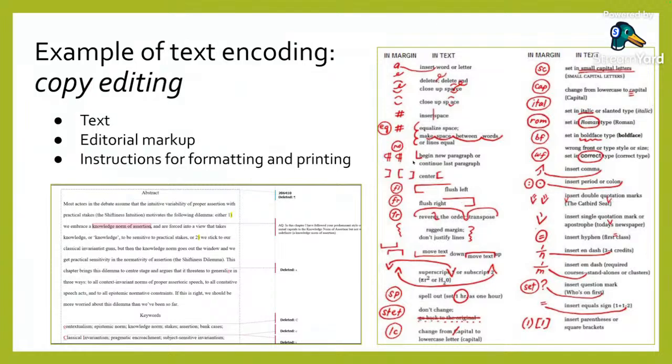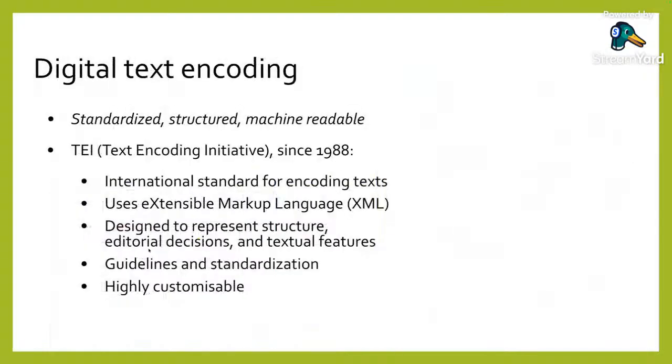And also, in both of these examples that I've given here on the page, the squiggly writings and the semi-automated copy editing in Word, what we see is something that is primarily designed to be interpreted by human readers rather than by machines. So in the context of digital text encoding, what we need to start with is something that is standardized, that is structured enough, and that is machine readable.